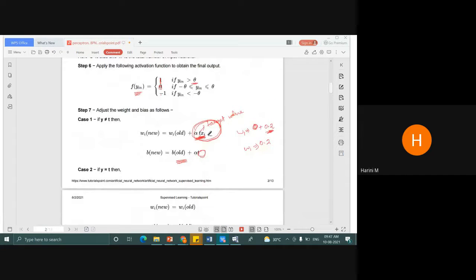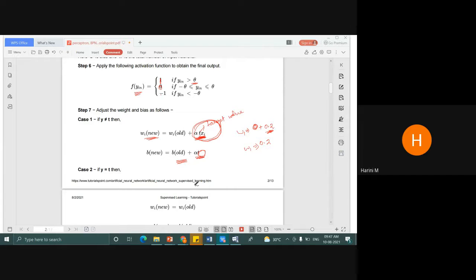Please don't memorize anything by heart. Just understand the concept, only then can you remember the formulas. It's a basic concept. The weights are associated with input values, and that is why you have this xi in your weight updation. The bias has nothing to do with your input, so there's no xi component in your bias. So this is how you update it.